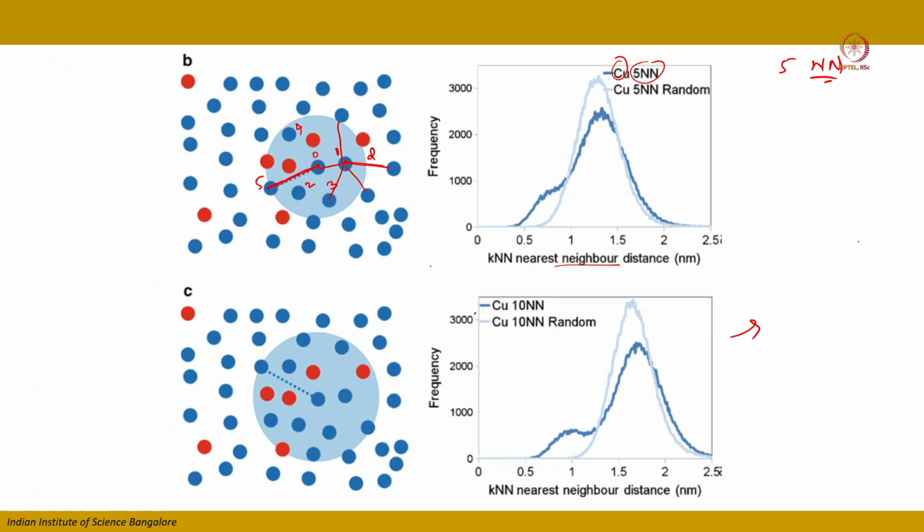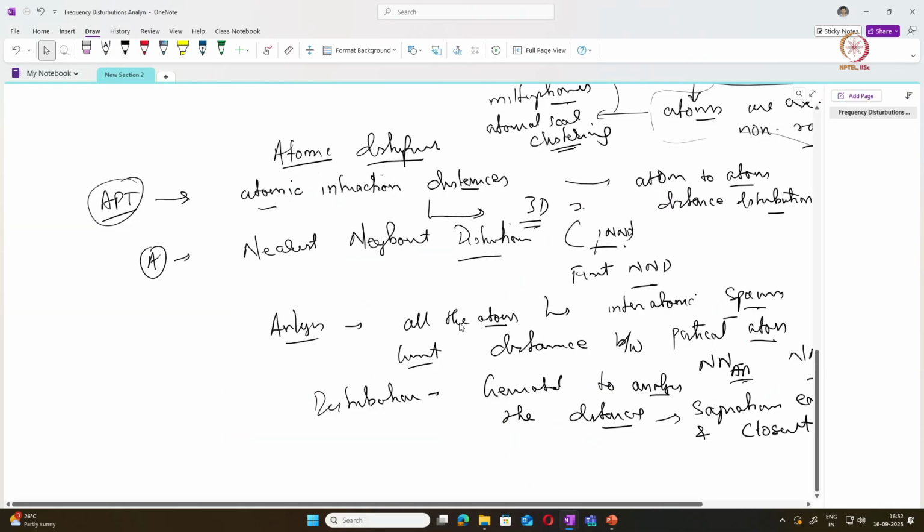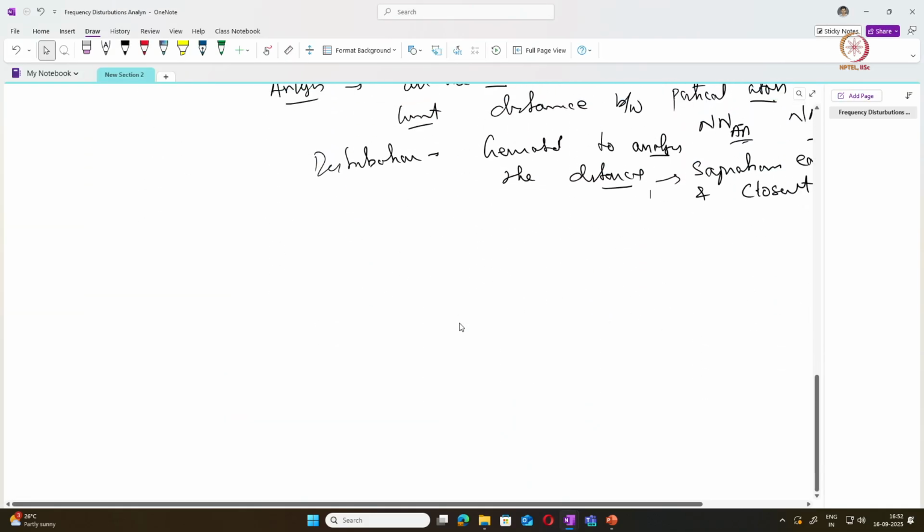Okay, so with this, the next topic is cluster identification. We have talked about the frequency distribution, and you can see how these are compared with the random binomial distribution, and it shows that some of the atoms are aggregated together or segregated together. So based on this, from the atom probe reconstruction, what we can do is cluster analysis.